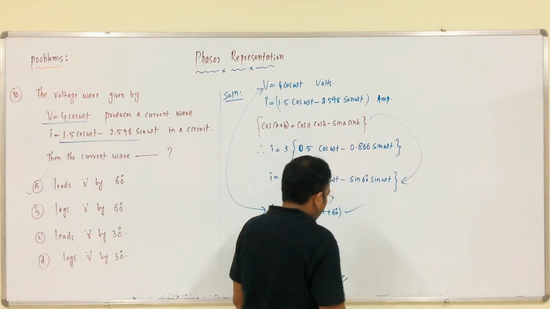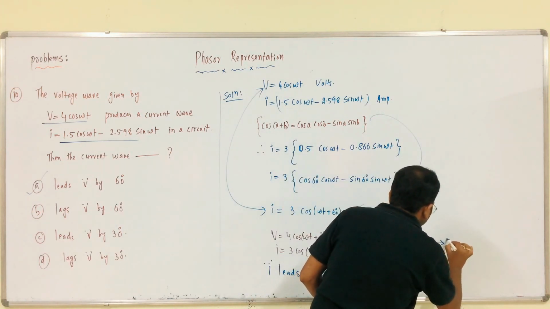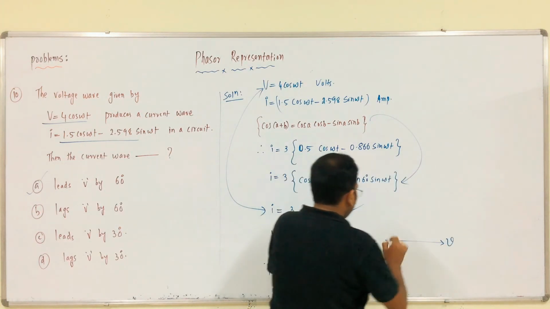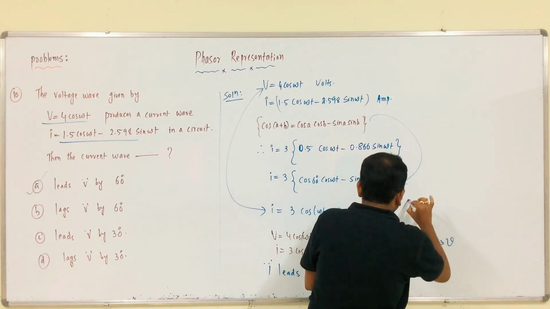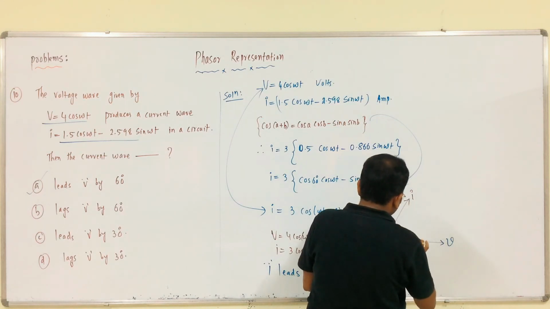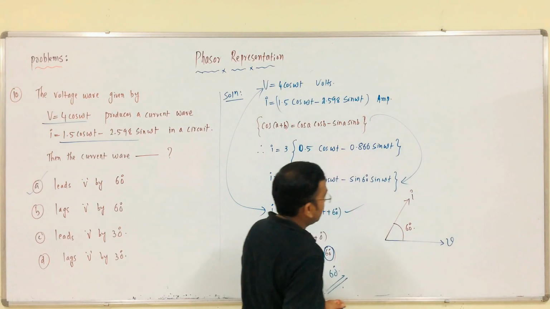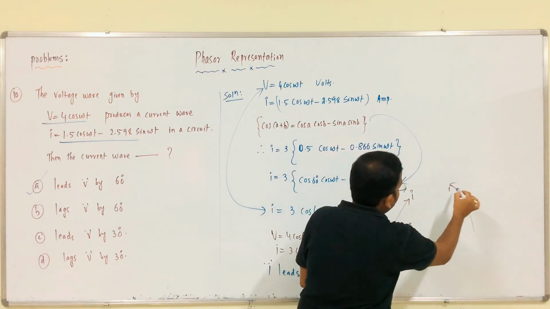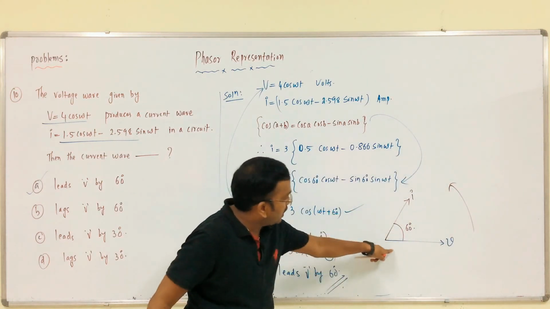For example, if we consider voltage as reference, then this is current, this is 60 degrees. What is the phase sequence? Anti-clockwise phase sequence, right? Current leads voltage by 60 degrees.